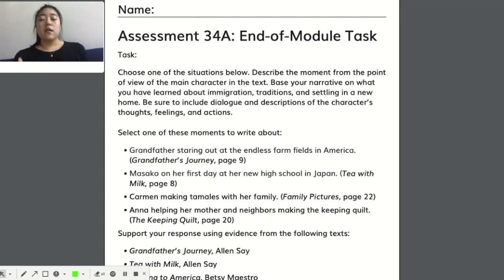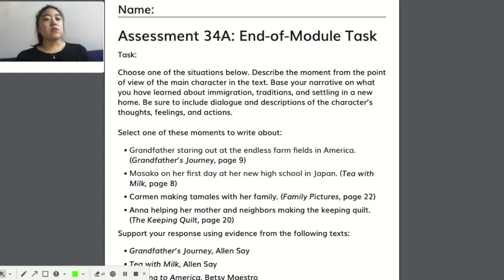Also, this last sentence in our task: be sure to include dialogue and descriptions of the character's thoughts, feelings, and actions. I want you to be thinking back to those evidence organizers that we did a long time ago, where we had to pinpoint actions, thoughts, and feelings of Masako and grandfather when we were analyzing the text. So we need to make sure we include these details inside our narrative writing piece as well.